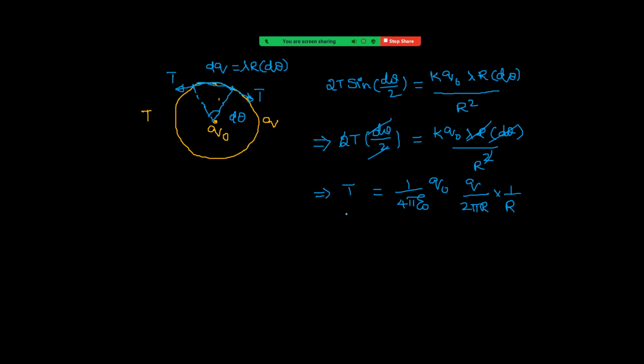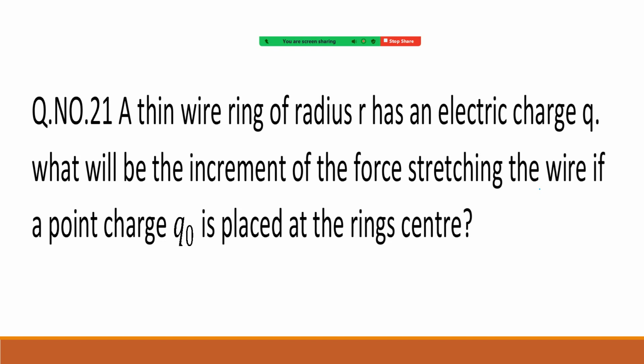So what have we taken? Assume initially the string was just tight, meaning tension zero. Now the final value is T. They are asking for the increment. Increment means final value minus initial value, which is nothing but T minus zero. That's why this is the final answer. Right? Okay. Now see the next problem.